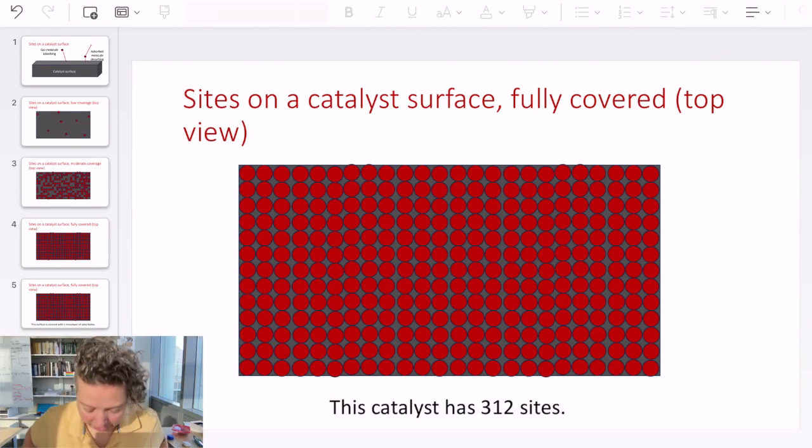For this particular catalyst, this is just something I drew in PowerPoint, so I know a lot of the details about it. I drew a rectangle as a top view of my catalyst, and I populated it with these red circles. I counted up the circles, and if I counted correctly, which isn't really guaranteed, but let's pretend I did, it has 312 sites, and that means I can fit 312 of these red molecules on this surface.